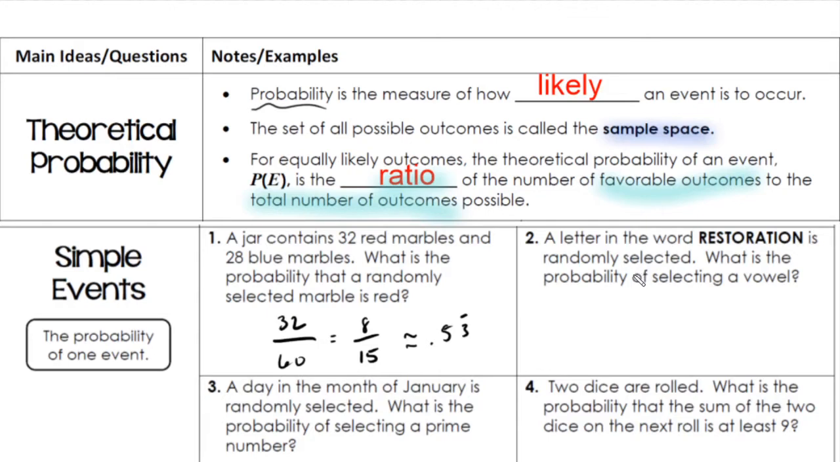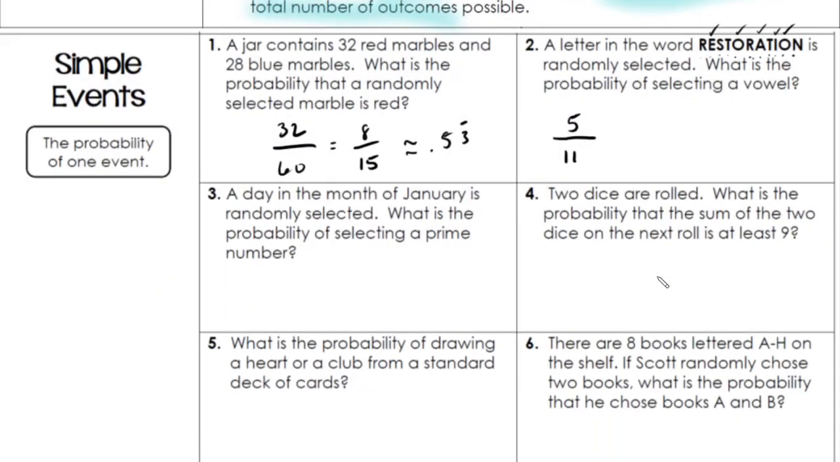Well, all you have to do is think, how many vowels are there over how many total letters are there? So there's 1 vowel, 2 vowels, 3, 4, 5 over the total number, which is 1, 2, 3, 4, 5, 6, 7, 8, 9, 10, 11. And so there you have it. Next up, a day in the month of January is randomly selected. What is the probability of selecting a prime number?